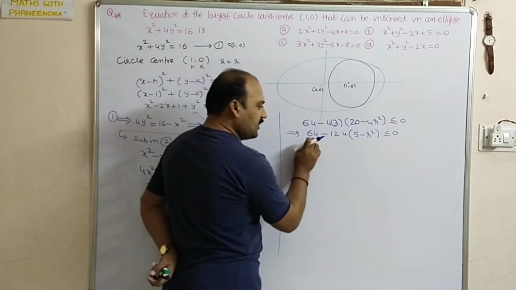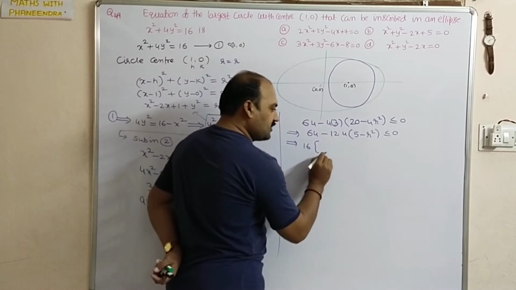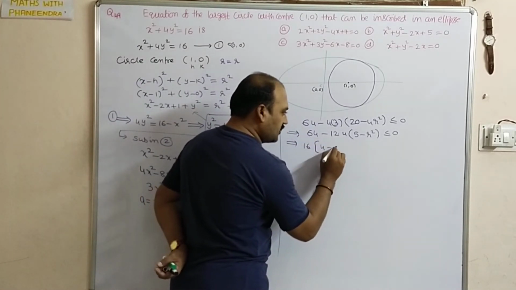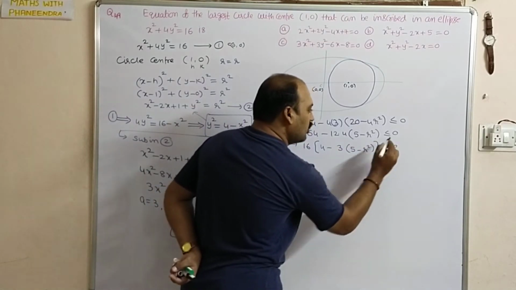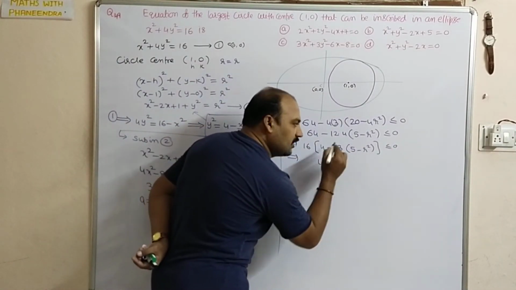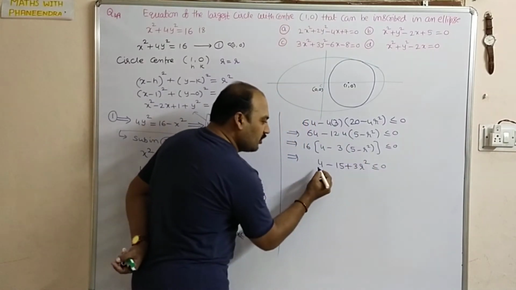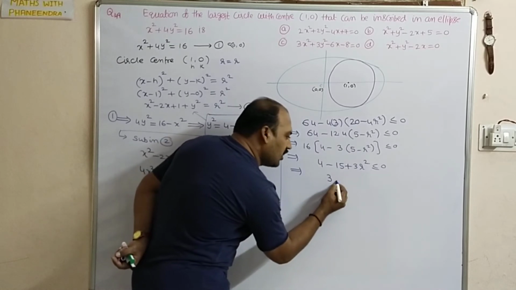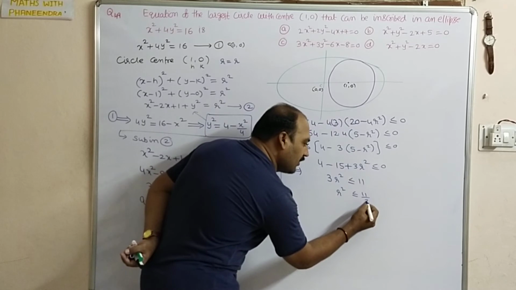So here 48, here 64. In total, we can take 16 common from this. If we take 16 common, 16 4s are 64, 16 3s are 48: 4 minus 3 into 5 minus r square is less than or equal to 0. So 4 minus 15 plus 3r square is less than or equal to 0. 4 minus 15 is minus 11, which we take to that side. So 3r square is less than or equal to 11, and r square is less than or equal to 11 by 3.